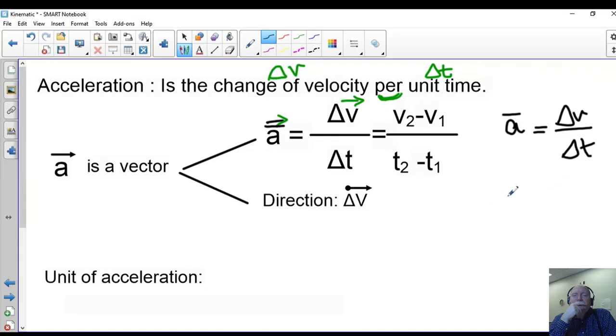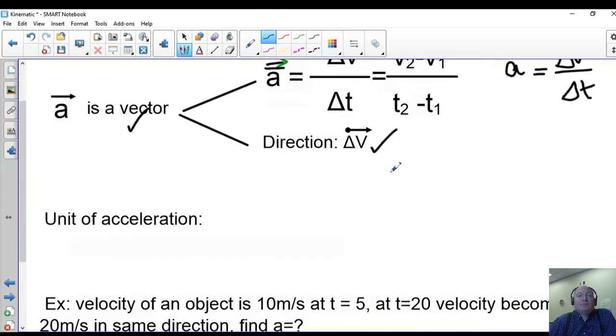But when we are solving two-dimensional problems, we have to find delta v, and later I will explain how you can find the direction of the acceleration. Okay, so here it is important to know that acceleration is a vector, and when we have a change of velocity, we have acceleration, and the direction of the acceleration is the direction of delta v.